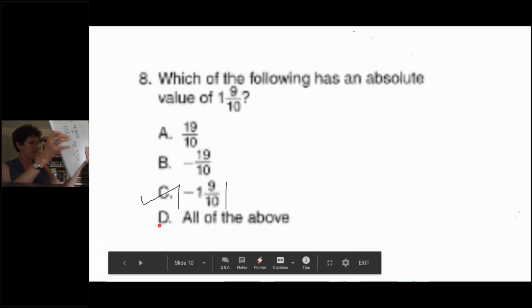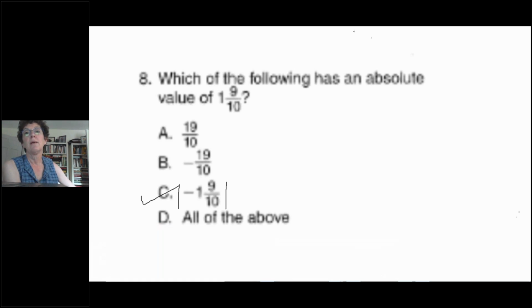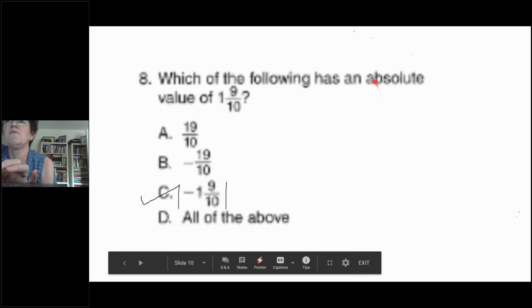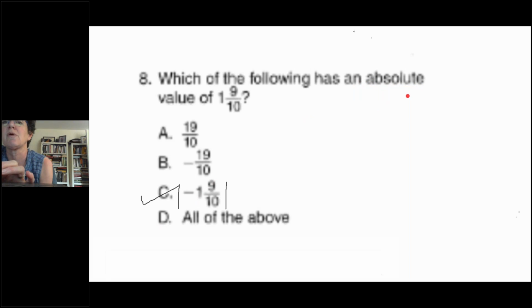So this question is assessing you on two things as well. Do you understand the concept of absolute value, meaning that we're just looking for the distance a number is from 0? And do you understand how to change a mixed number into an improper fraction? So the answer was yes, we did. We knew how to do both of those things.